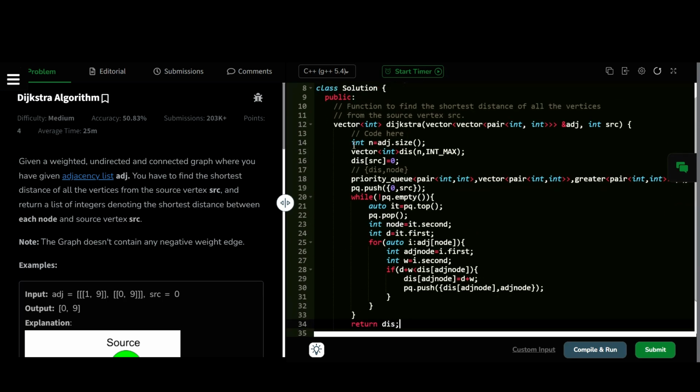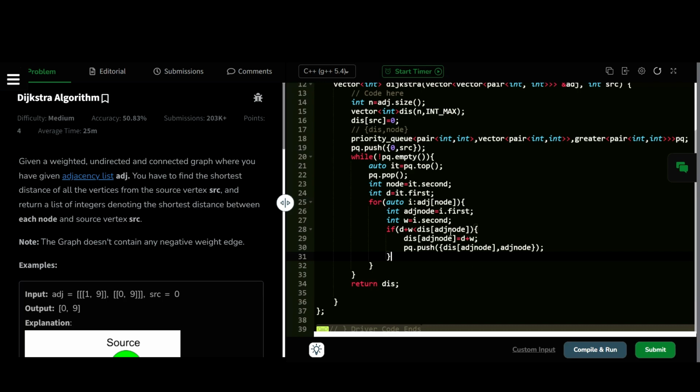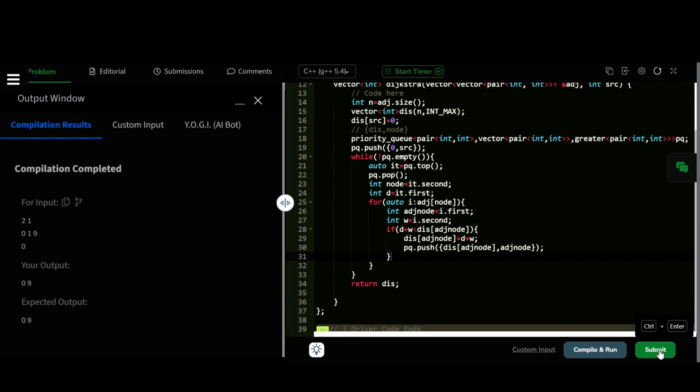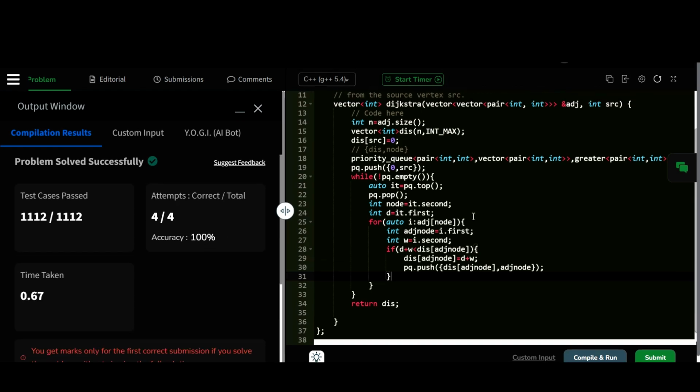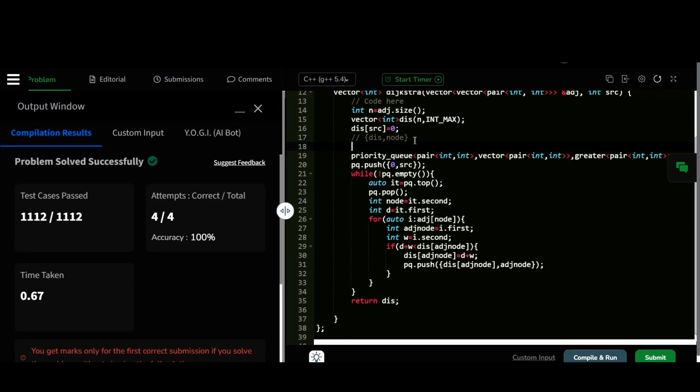Let's check once whether we have got all the things correct or not. Yeah, that looks perfect. So let's compile it. It looks perfect. Yeah. So it's compiled successfully. Let's try to submit it. Yeah, it ran successfully.